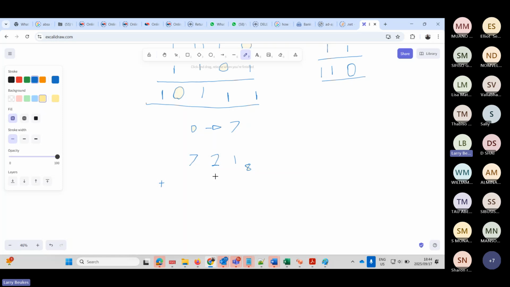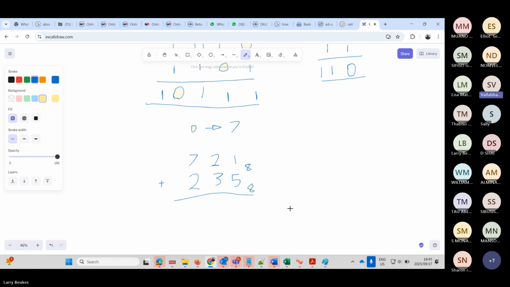Then we can add it with 53. Is it fine like this? Put two here. Under 7, you put 2. Okay.